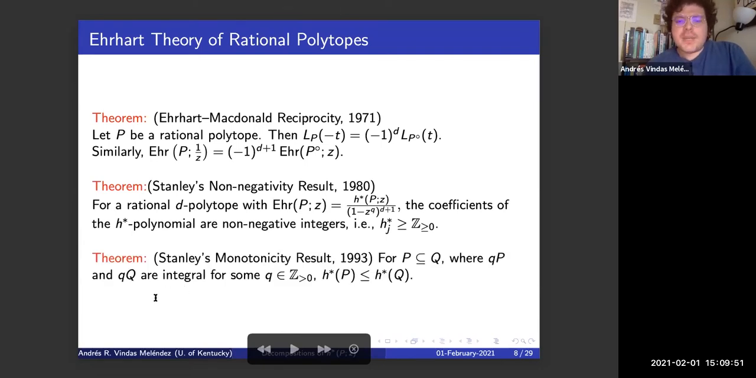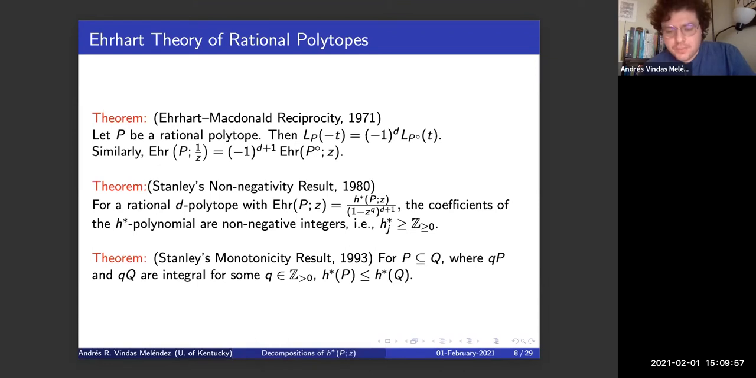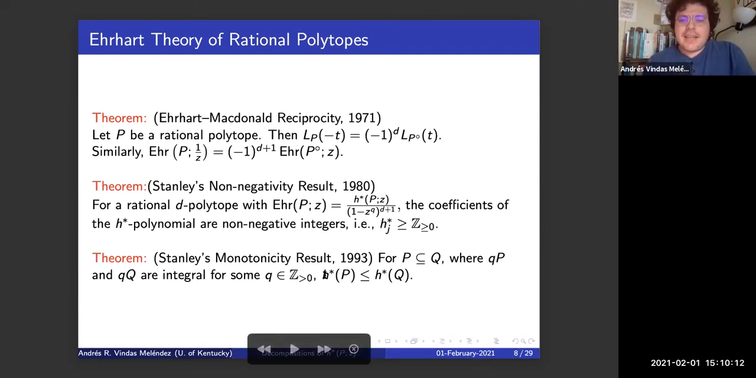And another result by Stanley is his monotonicity result. This is from the 90s, and it says if you have a rational polytope P contained in a larger polytope Q, and you're able to dilate them big enough so that they're lattice polytopes, the result says that the h-star polynomial of Q dominates the h-star polynomial of P, coefficient-wise.